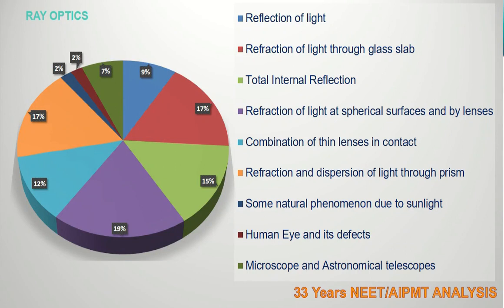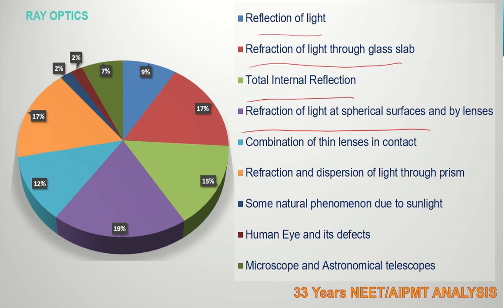If you see, the particular topic called ray optics has several subtopics, namely reflection of light, refraction of light through glass slab, total internal reflection, refraction of light at spherical surfaces by lenses, combination of thin lenses in contact, refraction and dispersion of light through prism, some natural phenomena due to sunlight, human eye and its defects, microscope and astronomical telescopes. These are all the different subtopics from which questions were coming in this unit called ray optics.